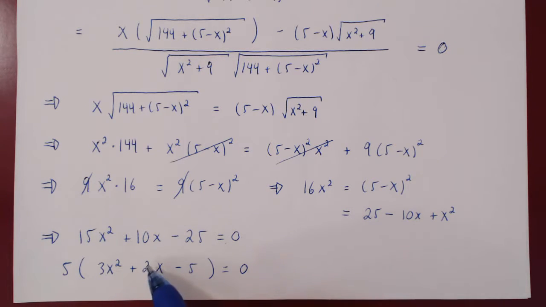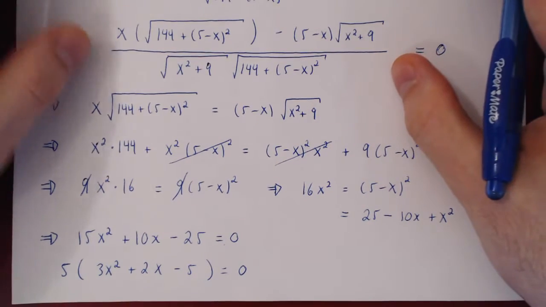Look at the coefficients: 3, 2, and 5. 3 plus 2 is 5. So if you set x equal to 1, you'll have 3 times 1, 3, plus 2 times 1, 2, 3 plus 2, 5, minus 5 is 0. So this quadratic polynomial is 0 when x is 1, so automatically x minus 1 is a factor of this polynomial. Let's find the other factor by long division.